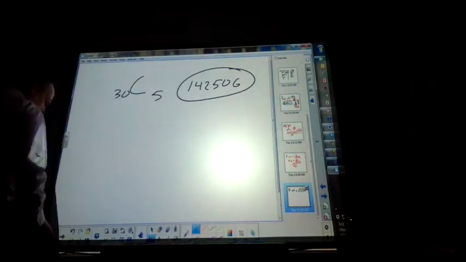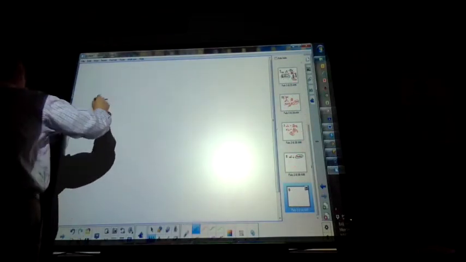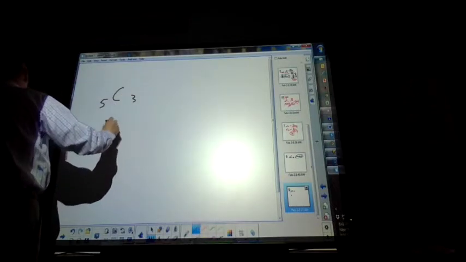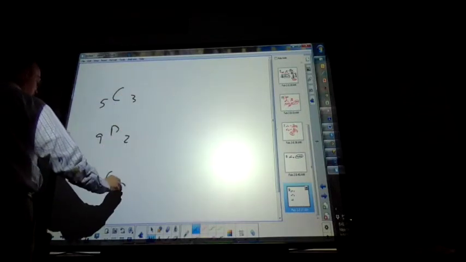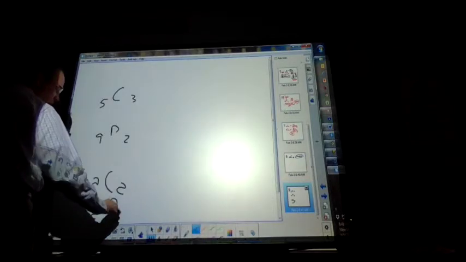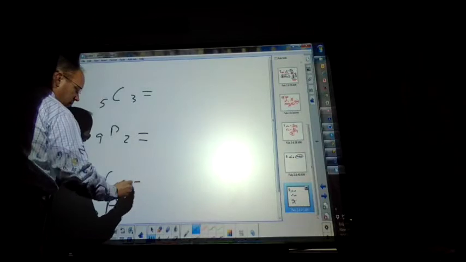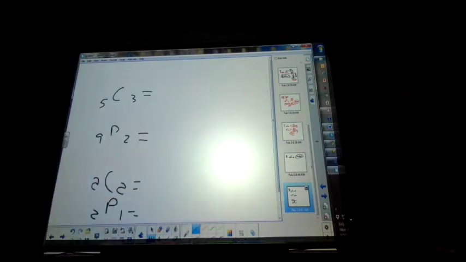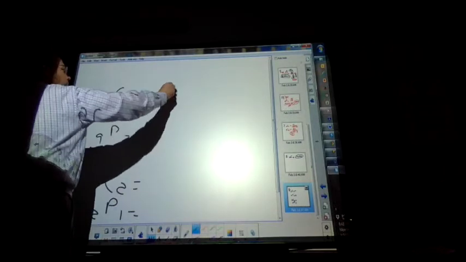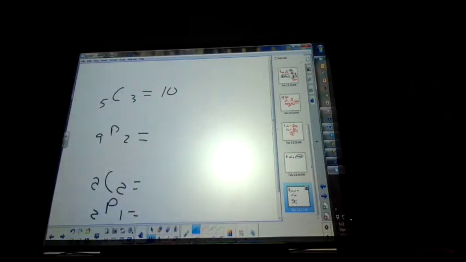So let's try these examples real quick. 5C3, 9P2, ACA, and AP1. Obviously, the 5C3 and the 9P2 can be done with the calculator. The ACA and the AP1, we have to go with the definition a little bit. So 5 choose 3: 10. Does everyone get the number 10 on a calculator? 9P2? 72.